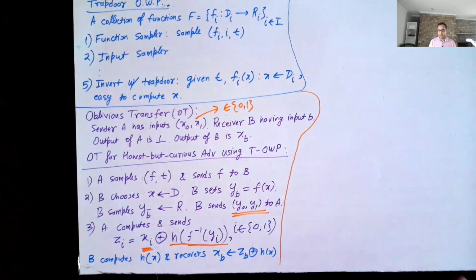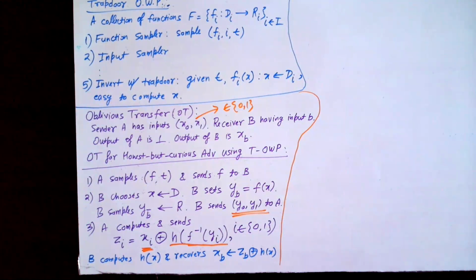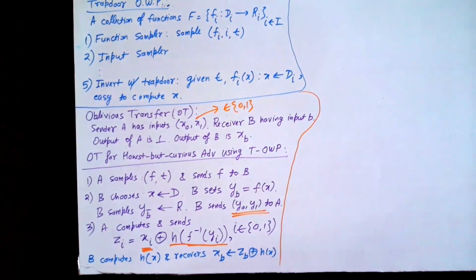The hardcore bit is essentially uniform. Sir, isn't f inverse yi xi itself, and aren't we going in circles then, like we are using the hardcore predicate of x to hide x?